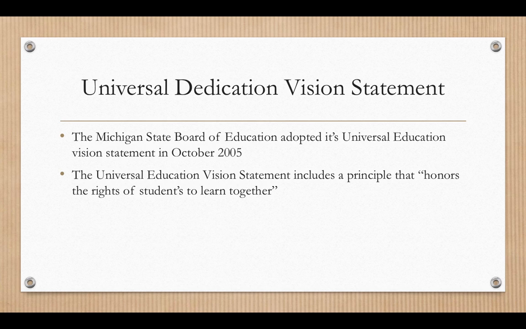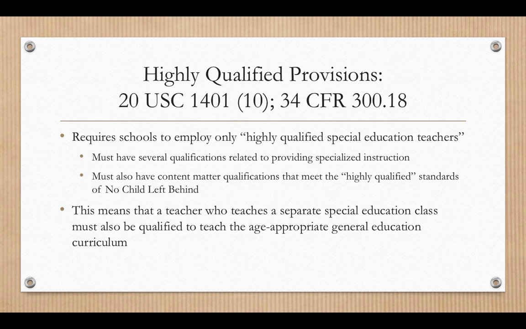So, Universal Education Vision Statement. The Michigan State Board of Education adopted its Universal Education Vision Statement in October of 2005. It includes a principle that honors the rights of students to learn together.